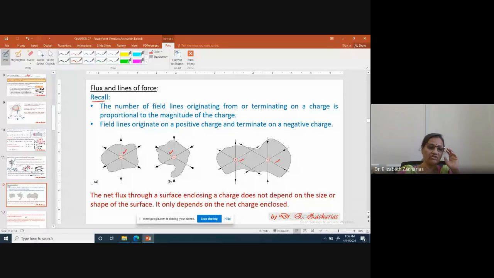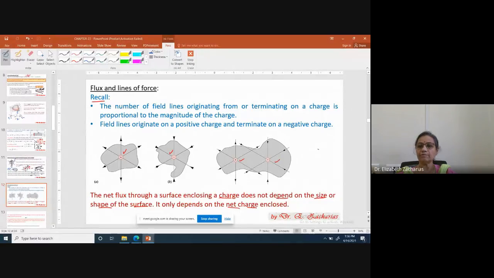Then, another very interesting thing that you should understand is that the net flux through a surface enclosing a charge does not depend on the size or the shape of the surface. It only depends on the net charge enclosed. It does not depend on the shape or the size of the closed surface. It only depends on what is the charge inside.